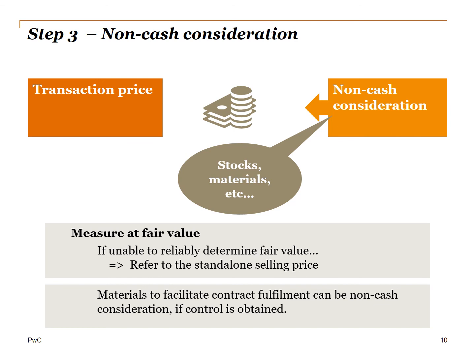Non-cash consideration may be provided to facilitate contract fulfillment. For example, materials to be used in the development of a machine may be provided by the customer. The fair value of the material should be reflected in the transaction price if the company obtains control of the materials.